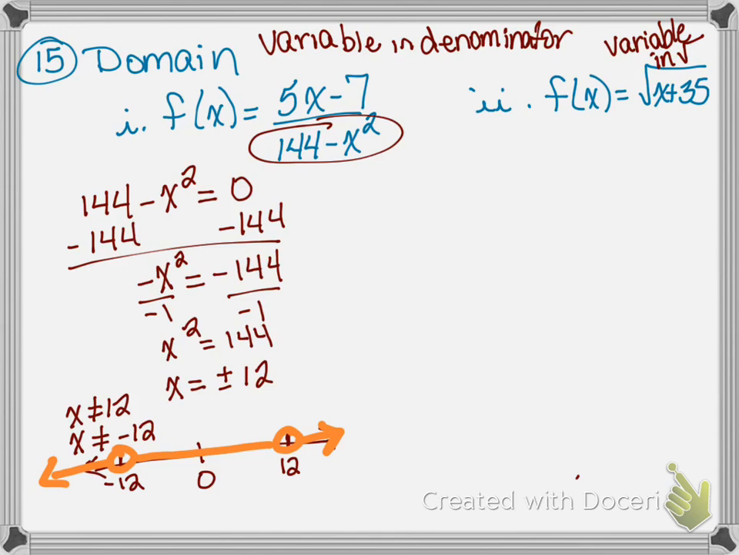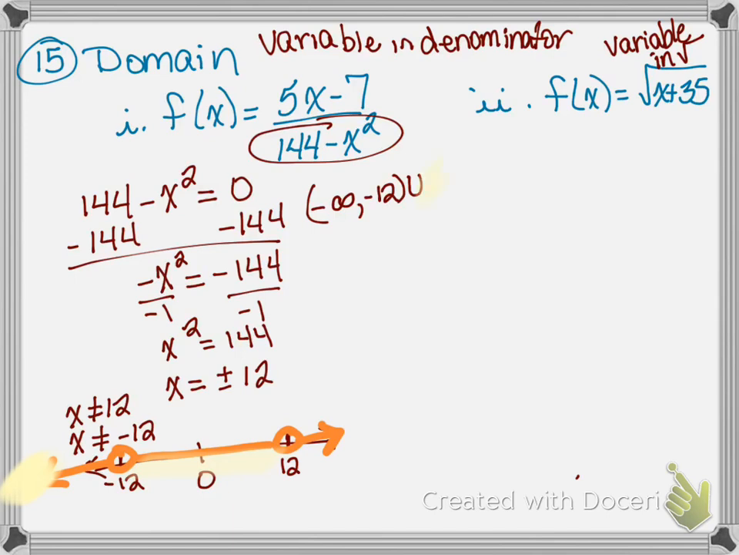So I'm going to start all the way down here. This is where I'm starting. And the value that happens all the way down here is negative infinity. So I have negative infinity, and I go all the way to negative 12. Okay? Then I have union, and I've got to think about the numbers in between negative 12 and 12.